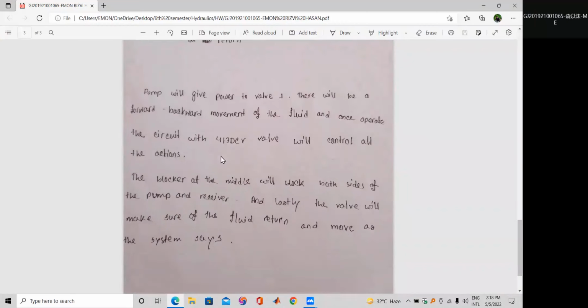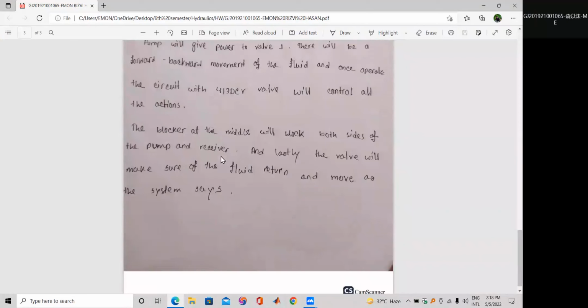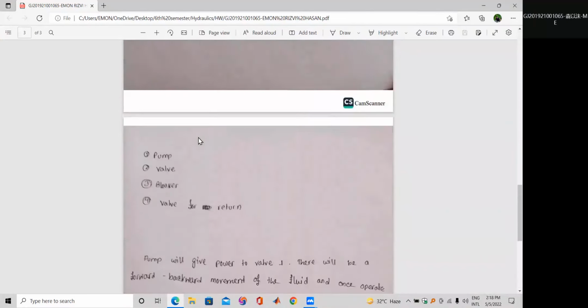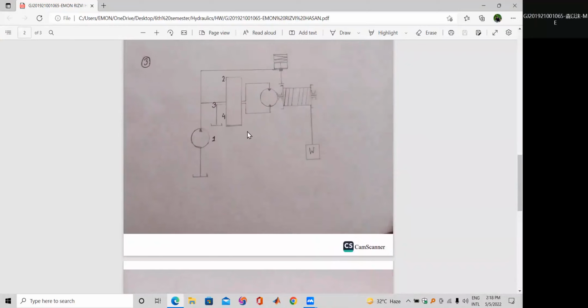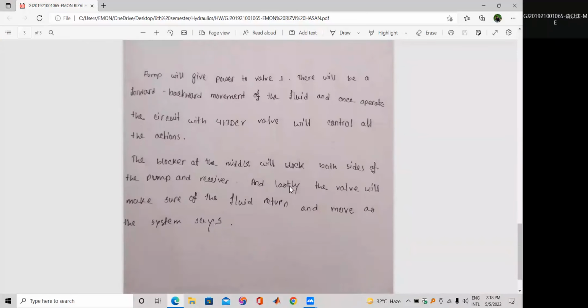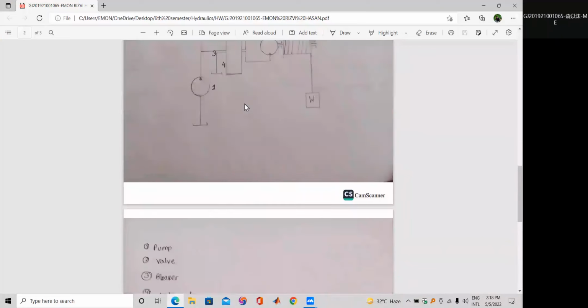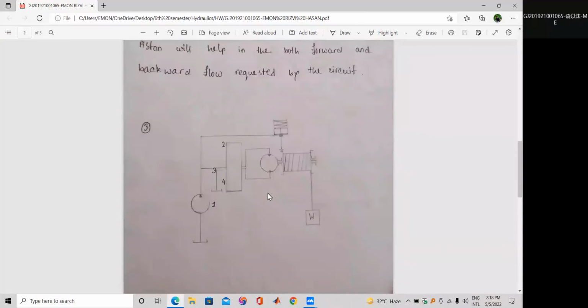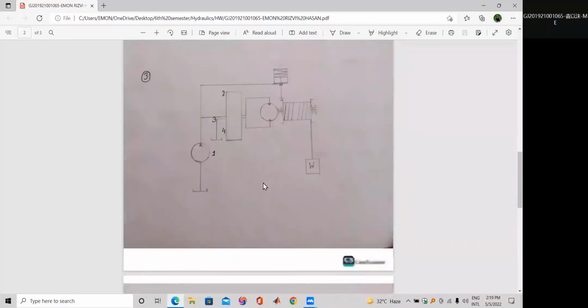all the actions, and the blocker in the middle will block both sides of the pump and the receiver. In the middle there is a blocker and it will block the movement of the fluids, and lastly the valve will make sure that the fluid returns and moves as the system says. So the circuit will control all the movement of the fluids.